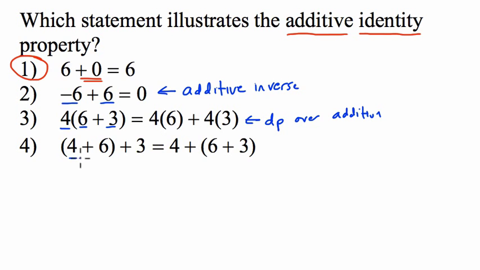Here, the terms four, six, and three appear in the same order. If we were changing the order, that would be the commutative property. But here we're grouping the numbers in a different way, or associating them in a different way. So this is called the associative property of addition. Right, we're grouping numbers with addition without changing the total sum.